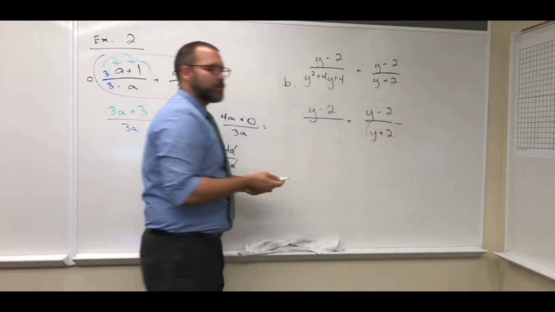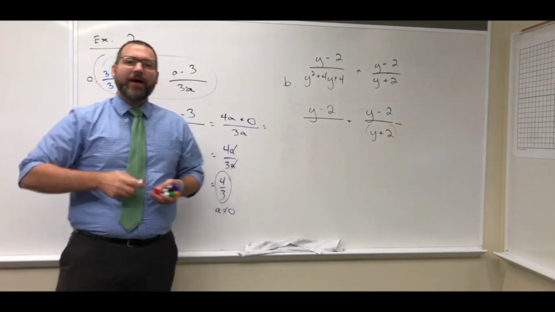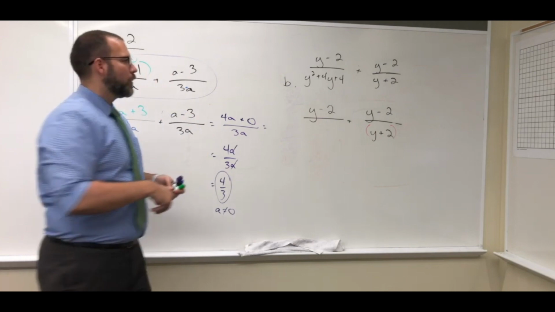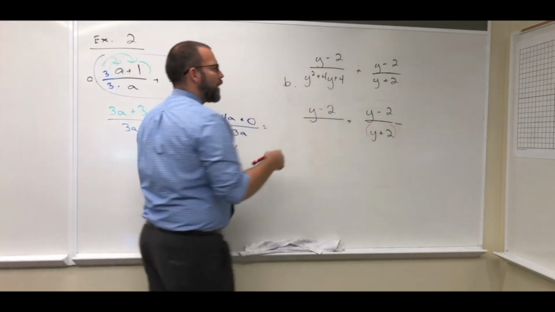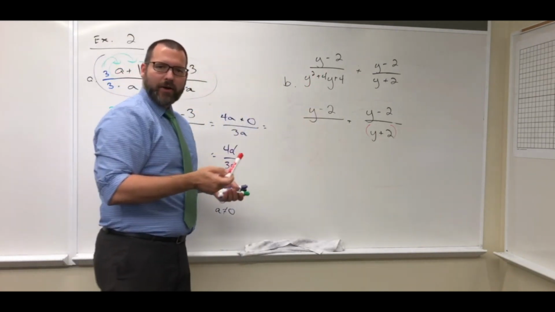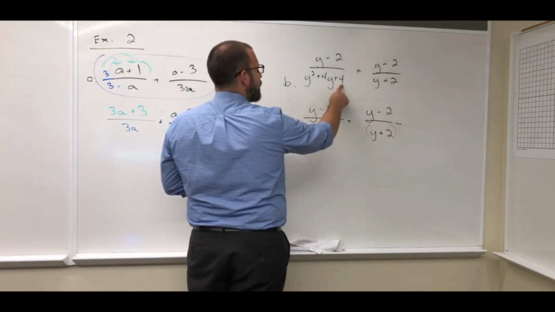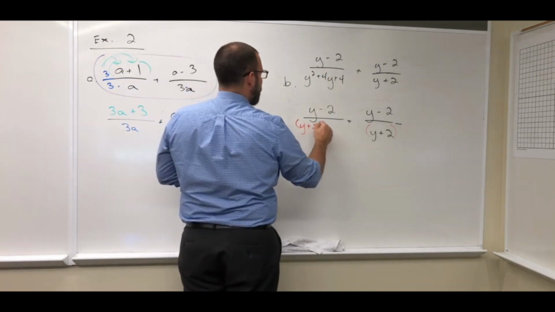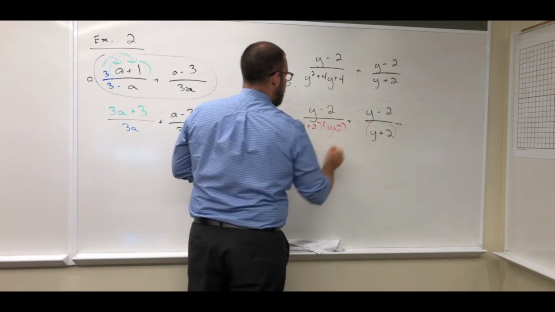The y plus 2 is just a binomial. There are no common factors there. There's nothing to factor out, right? So I'm just going to leave that y plus 2. But the y squared plus 4y plus 4, that's a trinomial. That factors. Two numbers that multiply up to 4 but add up to 4, well, that's 2 and 2.